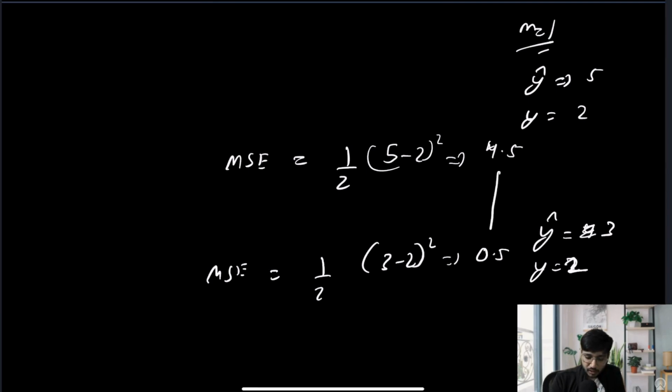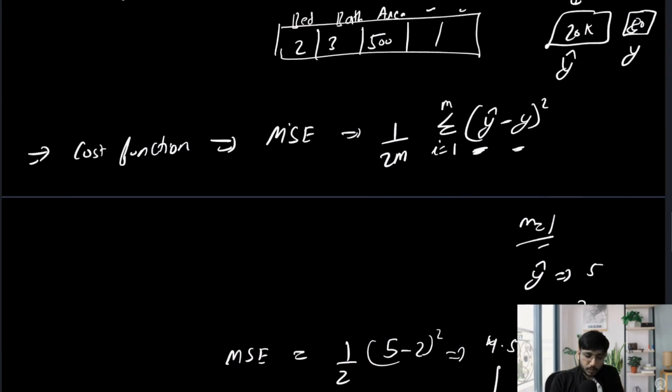So you can see that the closer your predicted value is to the actual value, the lower the cost function, or the lower the MSE. So basically our job is to minimize the cost function. The lower the cost function, the more accurate the model is. I hope this is clear.